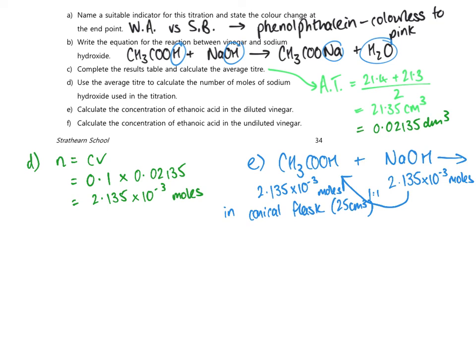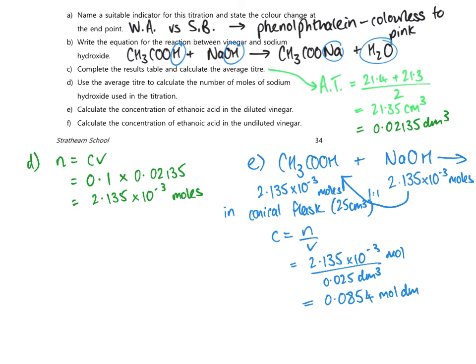And so we work out our concentration of the diluted vinegar by using the equation C equals n over V. The number of moles is 2.135 times 10 to the minus 3. Our volume is 25 centimetres cubed, but we need to convert that into decimetres cubed. And so that is 0.025 decimetres cubed. And if you put that into your calculator, it should give you 0.0854 moles per decimetre cubed. And that's of your diluted vinegar.